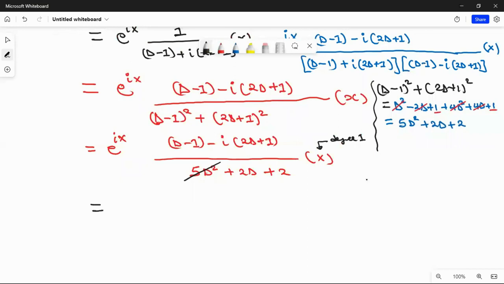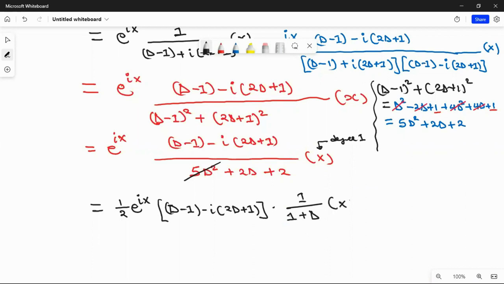This can as well be written as 1 over 2 exponential ix. Then we have this d minus 1 minus i 2d plus 1, times 1 over 1 plus d, operating on x. So what you do here is to expand this in Maclaurin series. So this one, expand in Maclaurin's series.